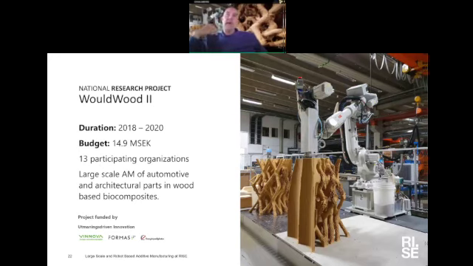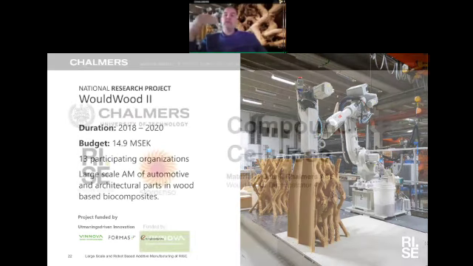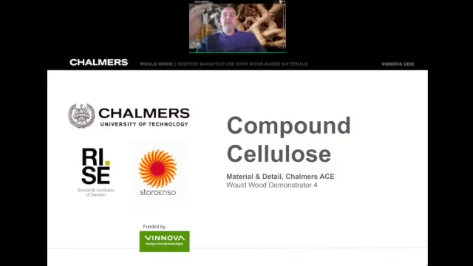So that was then situated as another project called Compound Cellulose in this material and detail studio, that we actually did one of the demonstrators for this project. So it's part of the Wood Innovation Project, and it's demonstrated 4.